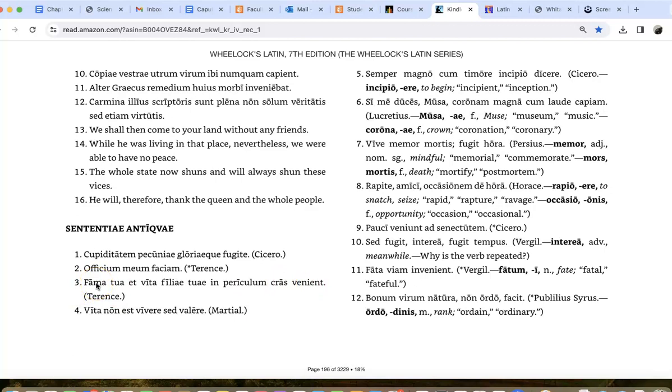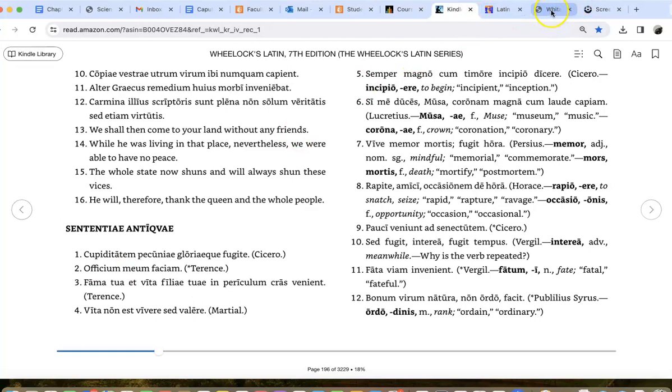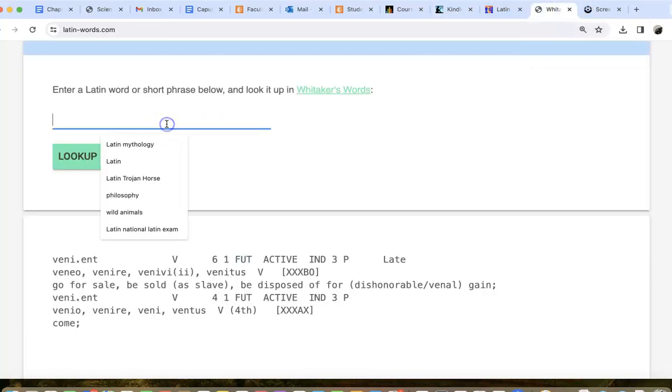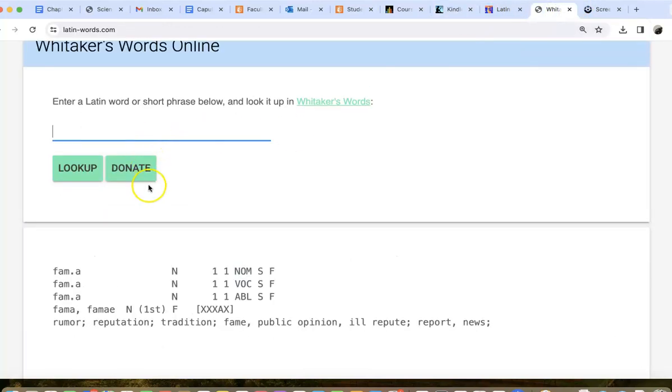Fama could mean rumor as well. So it's another one where only the context tells us, and that's one of the maybe disadvantages of Whitaker's Words, it doesn't give us a whole lot of context. So it could be rumor, reputation, fame, ill repute. I generally go with rumor, although sometimes it loses a little bit in translation, but it's just easier if we adopt rumor as our standard translation for this. But it could be reputation too.